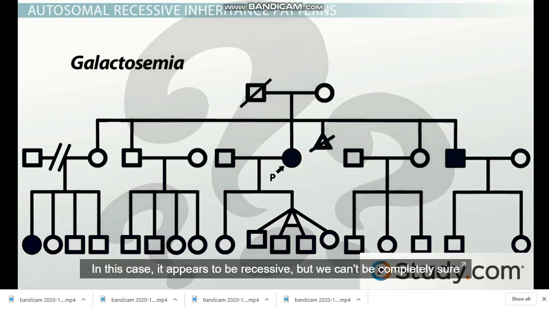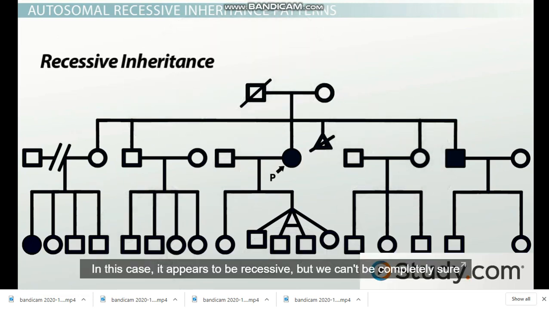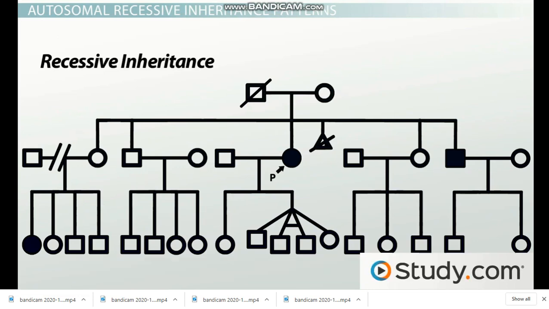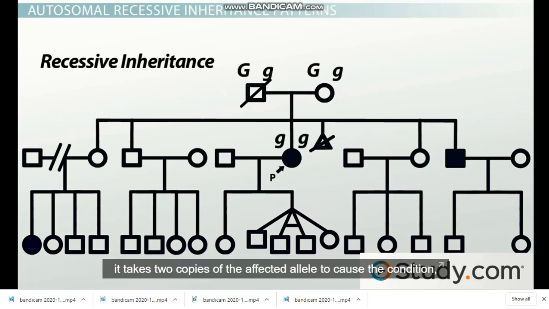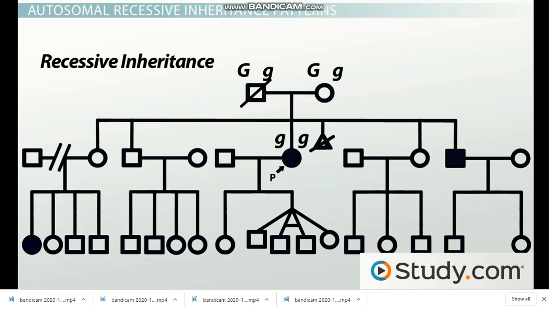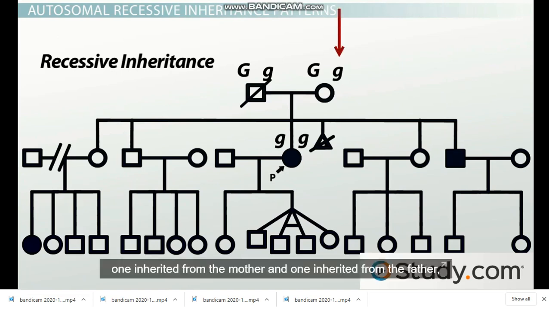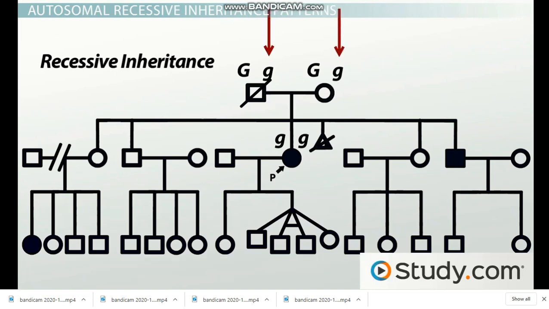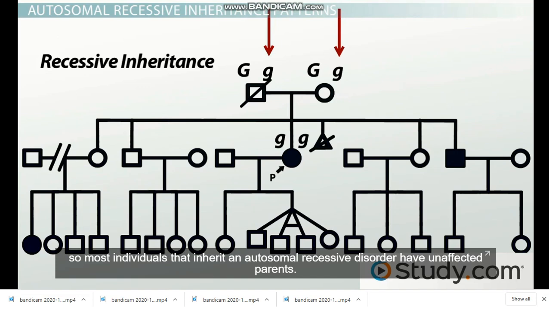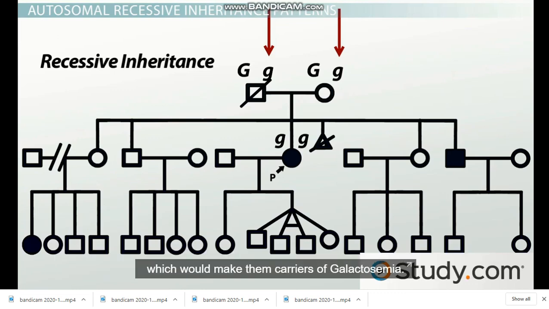In this case, it appears to be recessive, but we can't be completely sure that it isn't some type of more complex inheritance. In a recessive condition, it takes 2 copies of the affected allele to cause the condition, one inherited from the mother and one inherited from the father. So most individuals that inherit an autosomal recessive disorder have unaffected parents. However, both of these unaffected parents should each have 1 copy of the recessive allele, which would make them carriers of galactosemia.